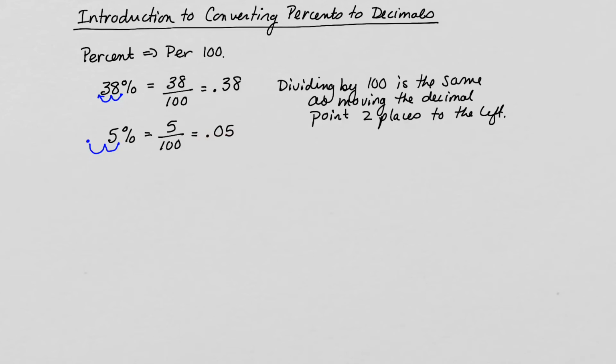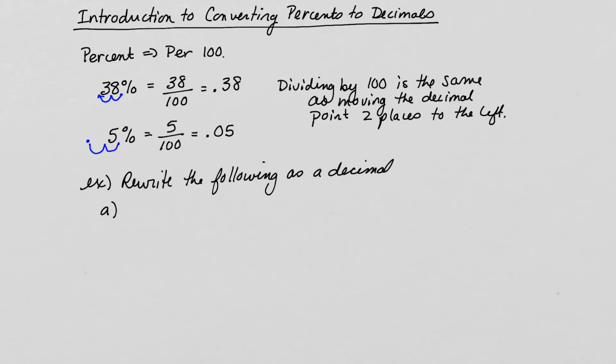So let's do some examples. Rewrite the following as a decimal. So A, 6%. So again, I'm going to put my decimal point at the end of the number, right? So it's kind of weird. We usually don't write a decimal point at the end of the number, but you can. You can always put a decimal point at the end of the number. And now I'm going to move it back 2 slots. So this is going to become 0.06.